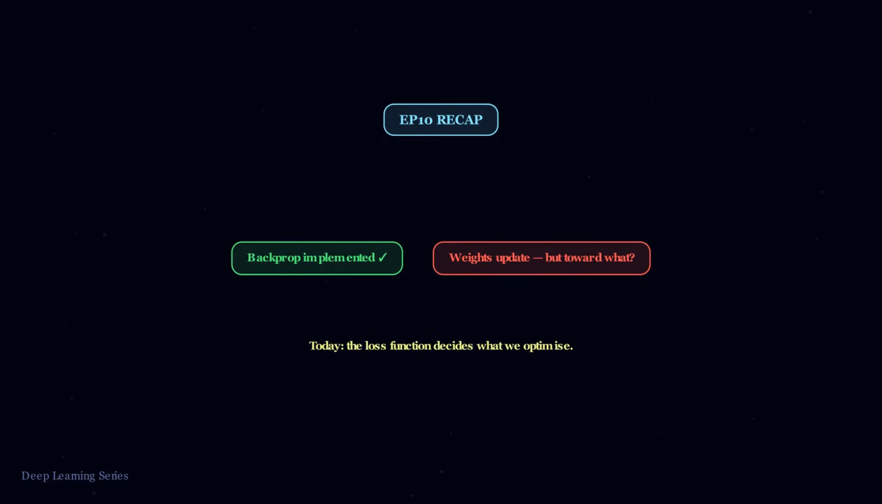Last episode, you derived and implemented backpropagation from scratch. Your network can now compute gradients and update weights. But update them toward what? That's decided by the loss function. Choose wrong, and you'll train the wrong thing.